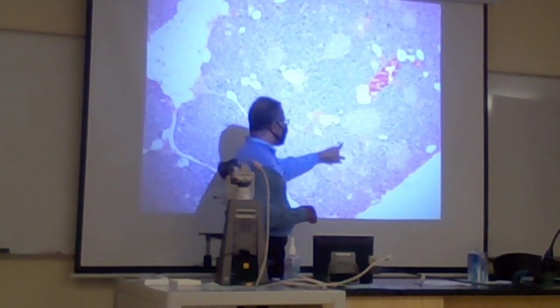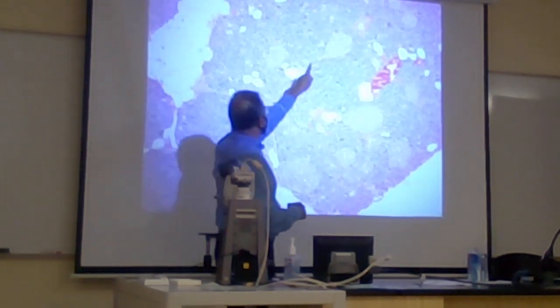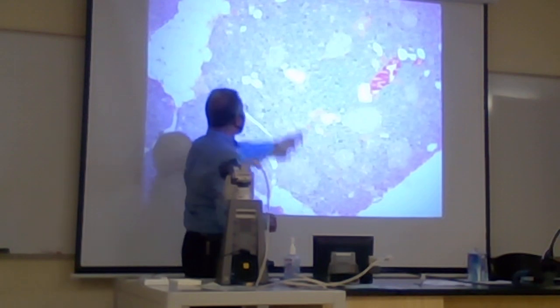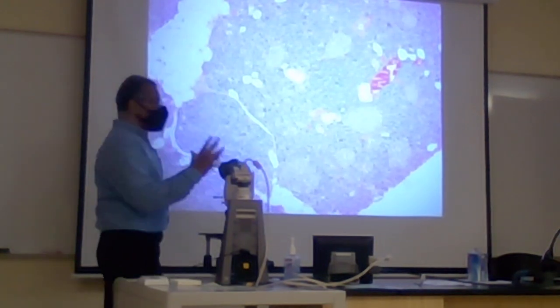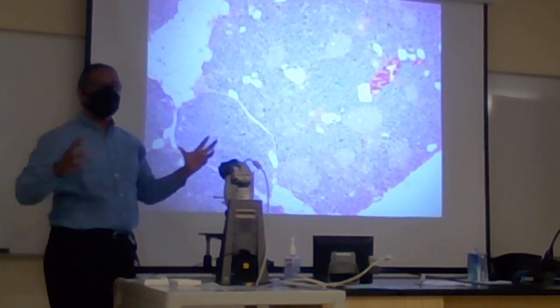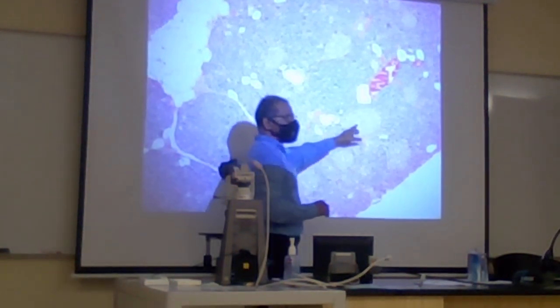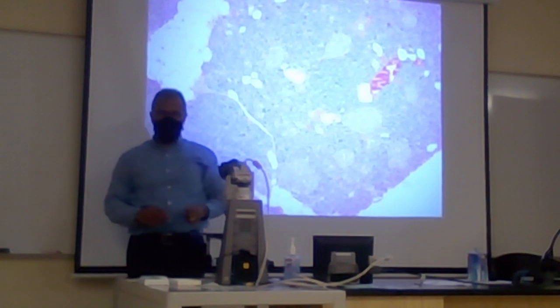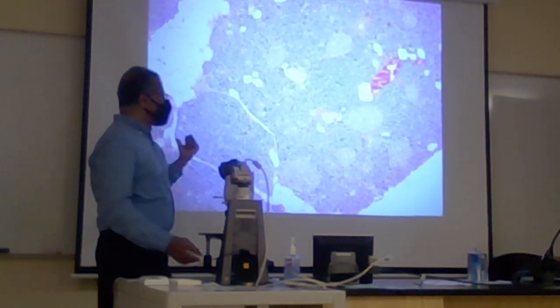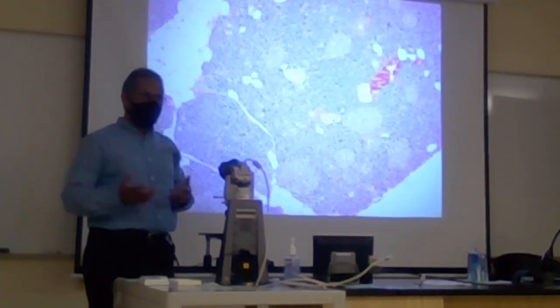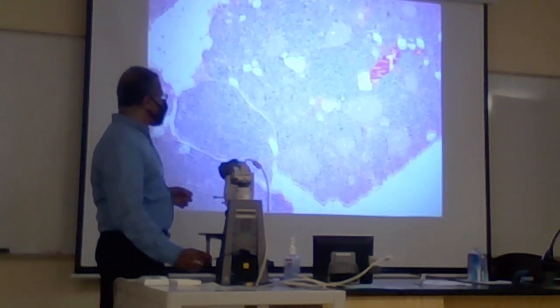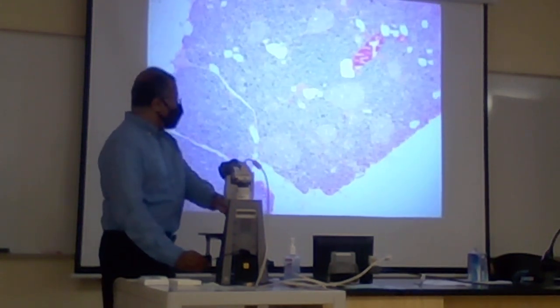But in between, you can see these lighter patches. You can see 1, 2, 3, 4, 5 of these. These are like little islands in the sea of acini. These are the pancreatic islets, or islets of Langerhans. They contain the alpha and beta cells. Alpha cells produce glucagon, and beta cells produce insulin.